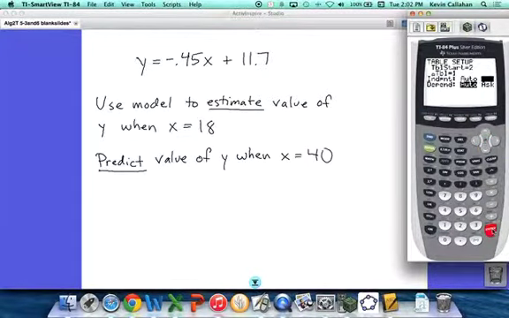Enter, and now when I go to my table of values, it's blank, and I can put in 18, I can put in 40, or any other value that I want, instead of having to scroll through numbers when they get kind of big. Okay, first you go to Second Window for the Table Set, and you set the independent variable to Ask, because remember, x is the independent variable. And then you go to Second Graph, which is the table of values, but it'll be blank until you give it some x values.